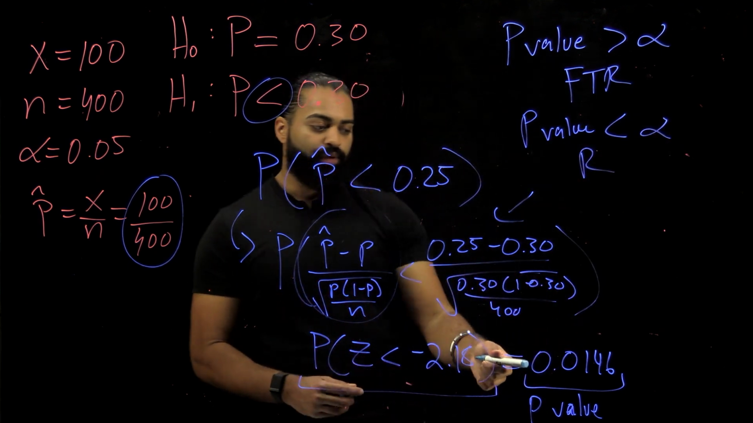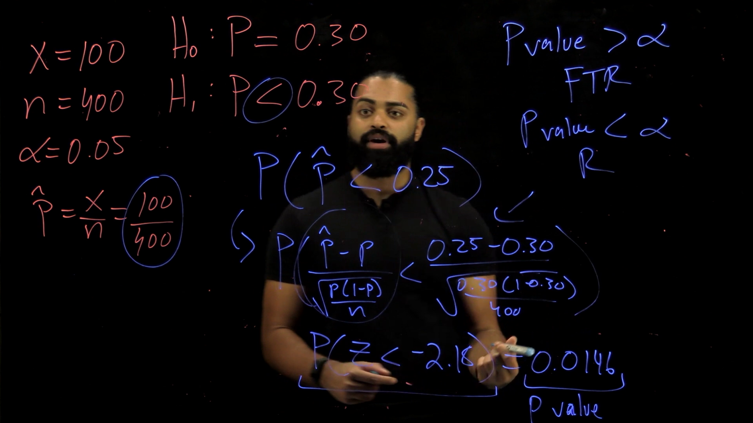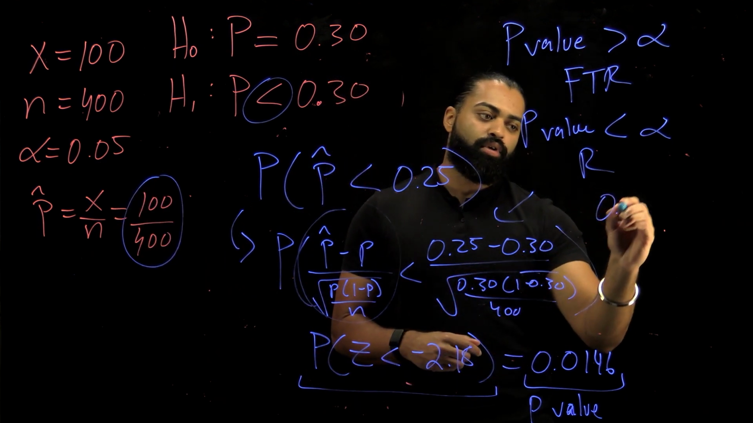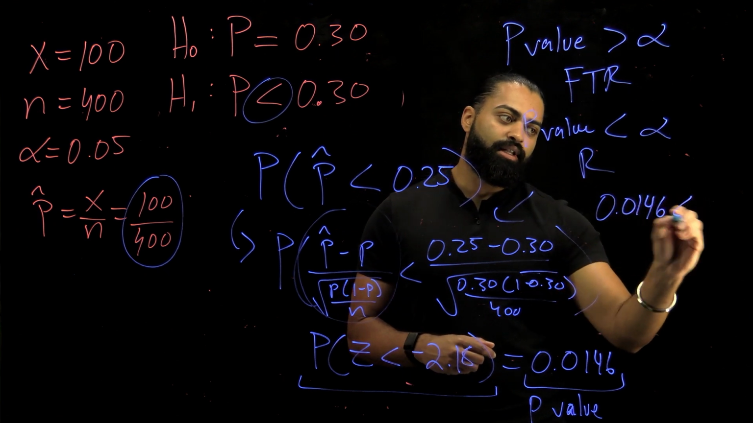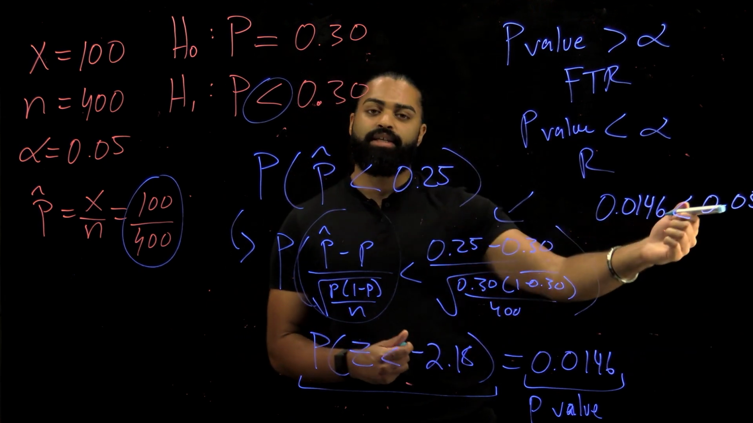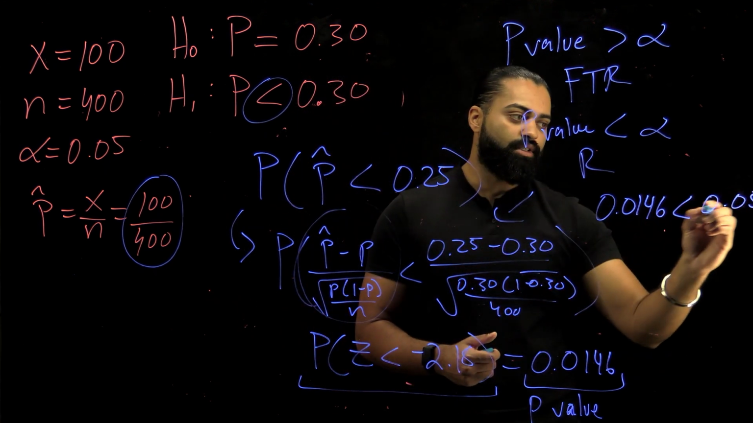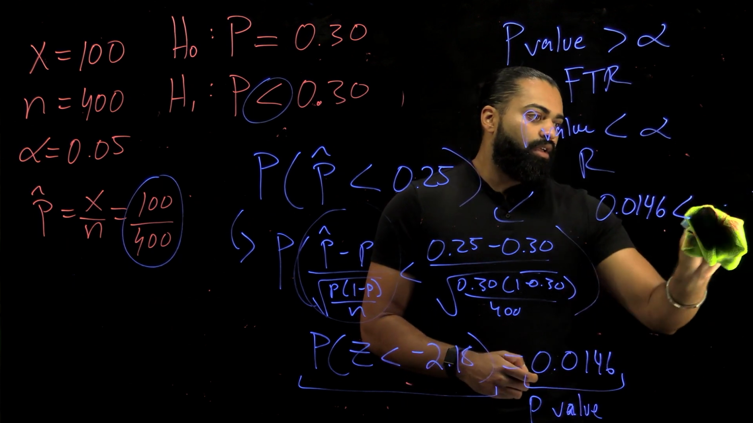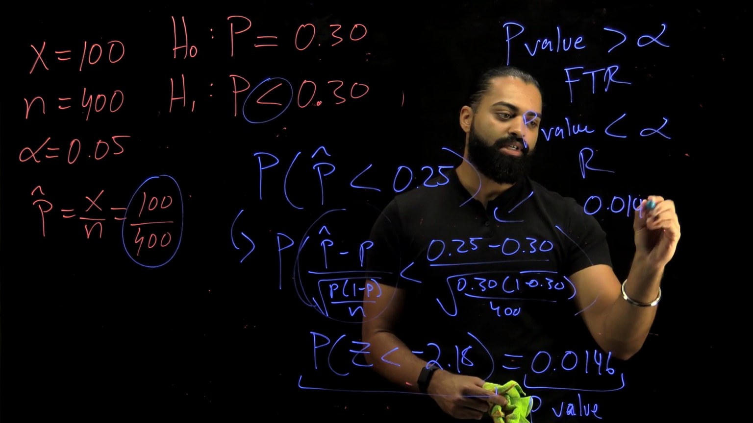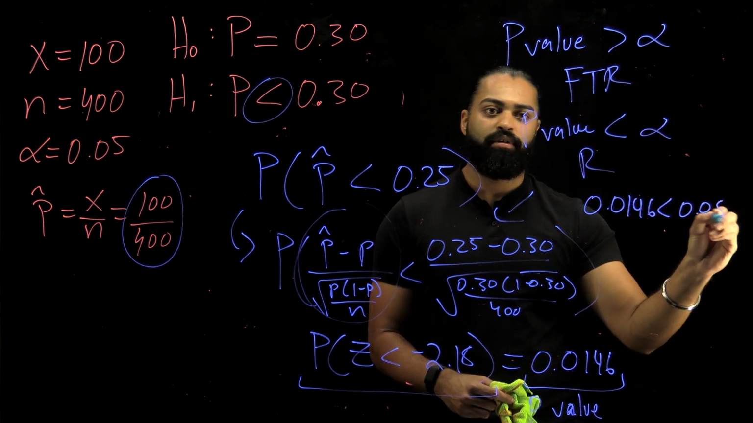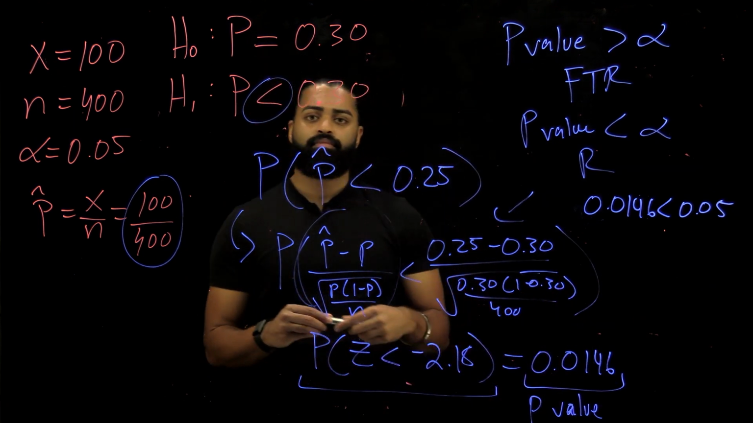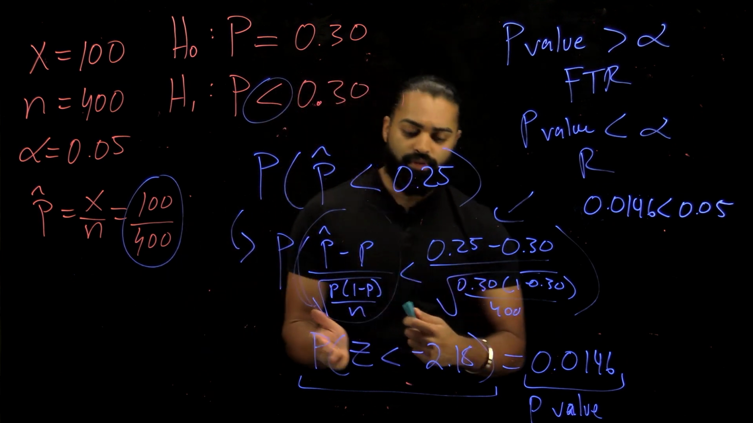So in this case, we have 0.0146. We compare that to our alpha, which is given to us in the problem. And we know that 0.0146 is less than 0.05. Another way of looking at it is 1 cent is less than 5 cents. So 0.0146 is less than 0.05. So we reject the null, and we conclude the same decision. So that's the main difference between the two.